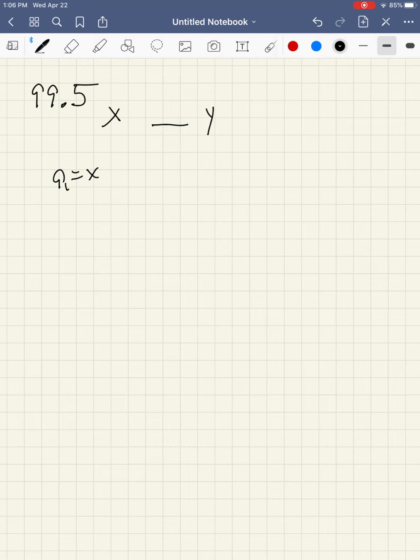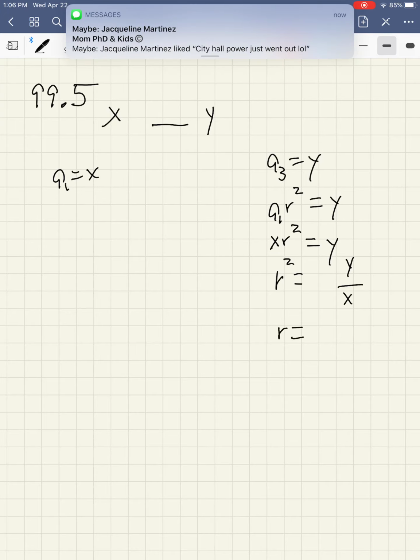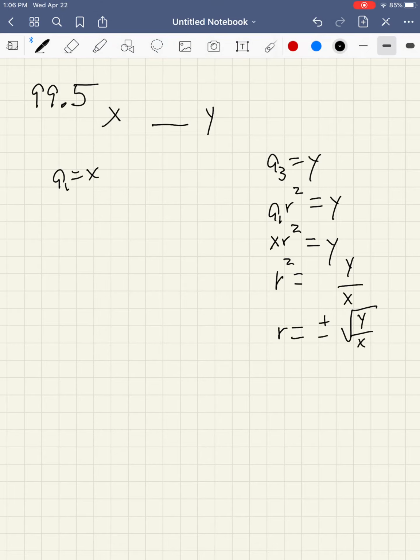So A1 is equal to x, A3 is equal to y, and the formula for A3 is A1 r squared. So we know that A1 is x, so we put x r squared equals y, and we're trying to find r, remember? So r squared will be equal to y over x. Now, the problem occurs that when we take the square root of this, we get r is equal to plus or minus the square root of y over x.